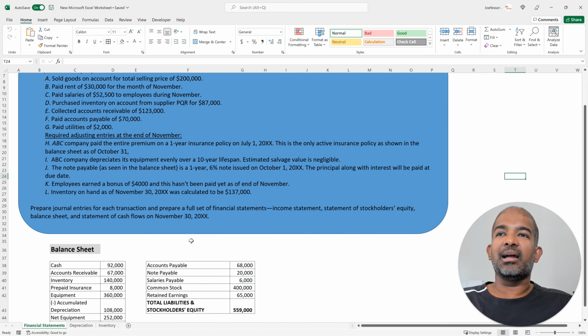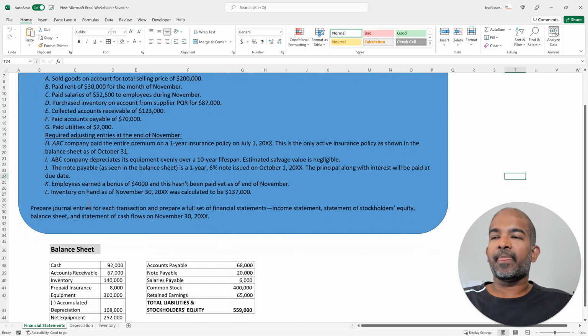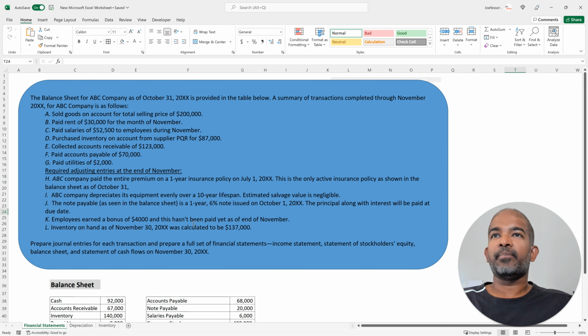In a different file, I have a few exercises here, which I'm going to use the template to solve. Let's get started with the first exercise. The balance sheet of a particular company is given as of the end of October, and you have a summary of transactions through November. You're expected to prepare journal entries for these transactions and also prepare a full set of financial statements as of the end of November.